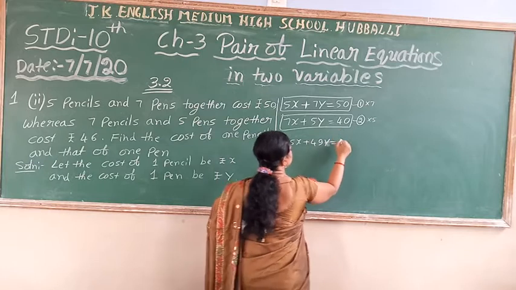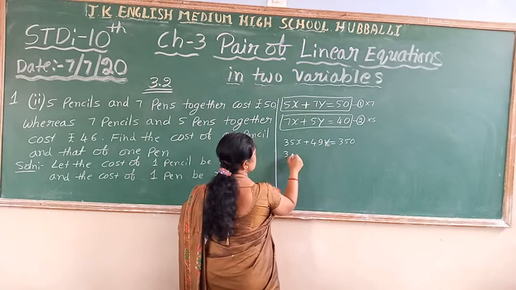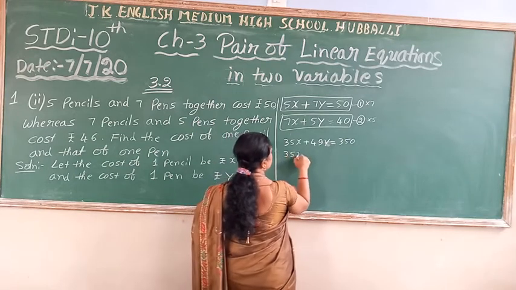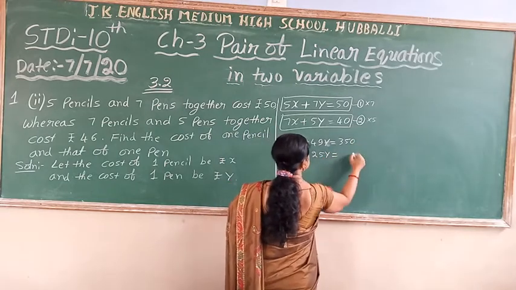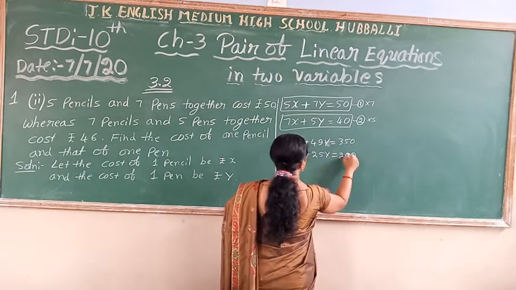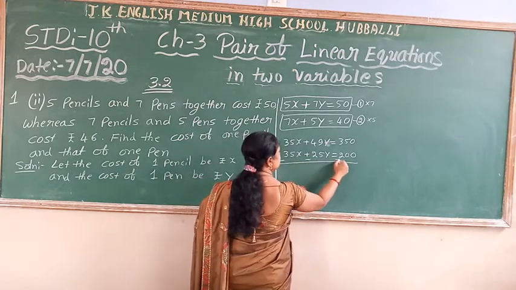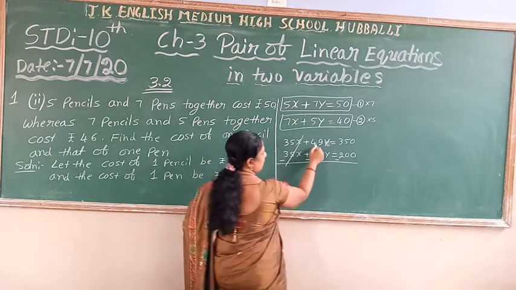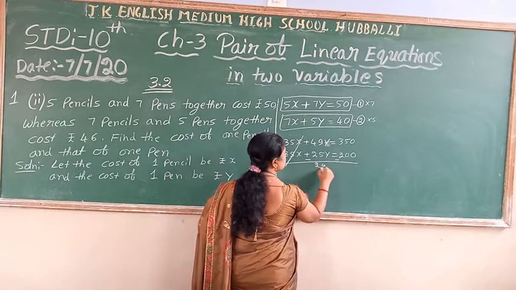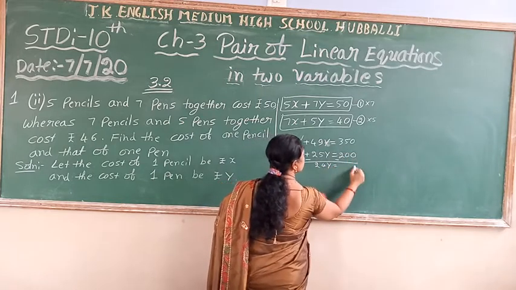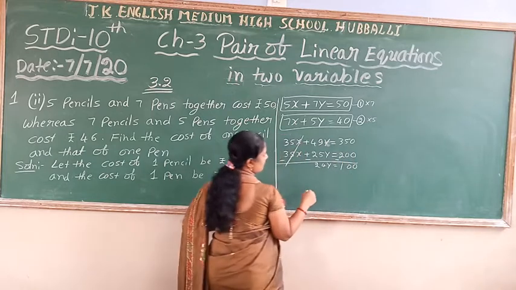7 5s are 35, 350 becomes. Then if you multiply, 5 7s are 35x, 5 5s are 25y, 5 46s are 230. Now subtract, one variable will get cancelled. Subtraction do, then it will get cancelled. 49 minus 25, 9 minus 5 is 4, 4 minus 2 is 2. It becomes like this way. See, subtract, then you got it like this way.